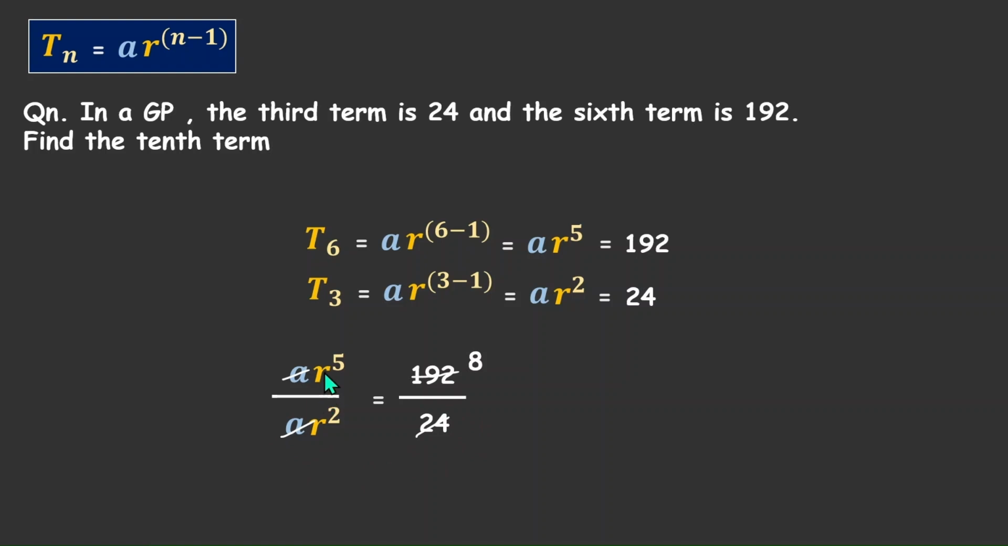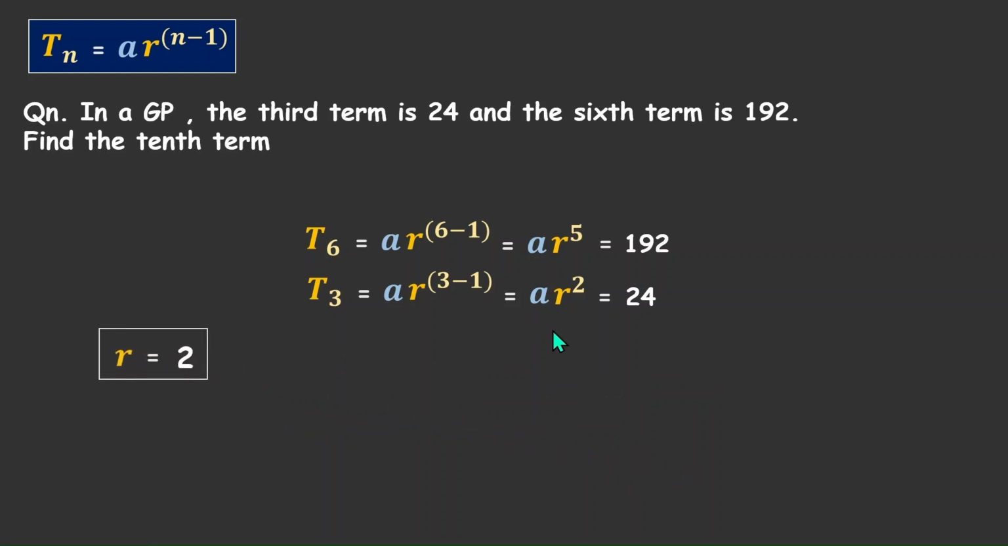And R raised to power 5 can be written as R cube into R squared because 3 plus 2 is 5. So R squared also gets cancelled to give us R cube is equal to 8. Now 8 can be written as 2 to the power 3, or 2 cube. So R cube is equal to 2 cube. If we take cube root both sides, we can see that R, which is the common ratio, is equal to 2. So our first part of the question is done. We get the common ratio value as 2.